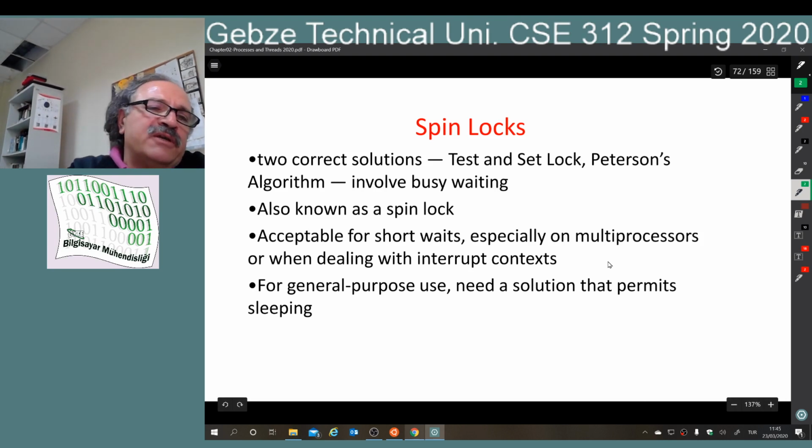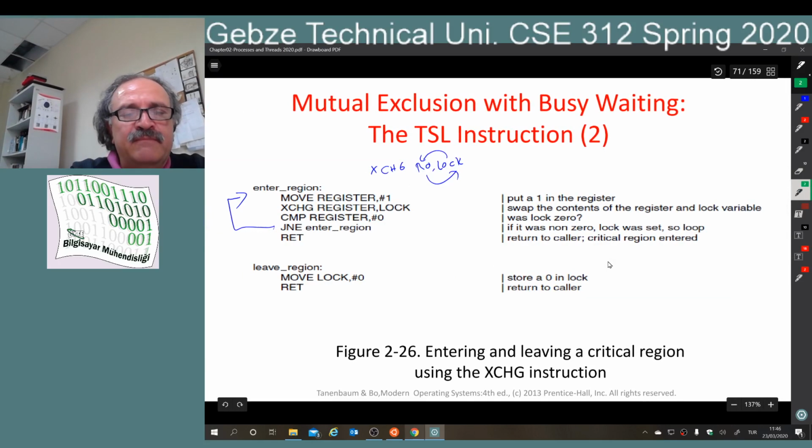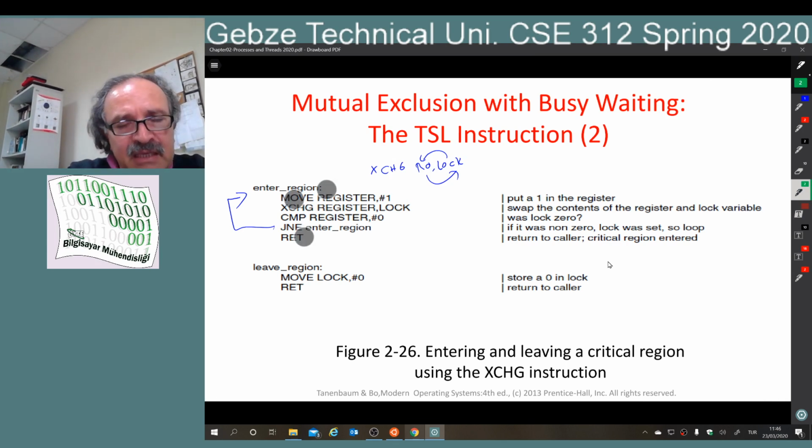Spin locks are good, but for really very long periods of time, it's not a good idea because you are wasting your CPU time. You test it, you go to the beginning, you test it, you go to the beginning. If I do this only a few times, that's okay. But if you are doing this millions of times, that's a waste of CPU time.